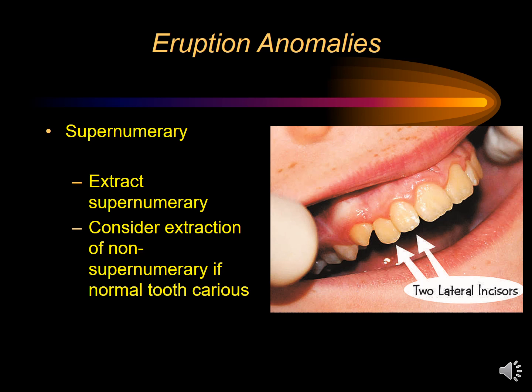Okay, now what do you do when you see a supernumerary? The treatment of choice is to extract the supernumerary, but you have to also consider extraction of the normal tooth if it is carious. For example, here we have a lateral incisor and a supernumerary, which both are similar. So the extraction choice should also be based on the condition of the tooth and not just which is the supernumerary and which is the lateral incisor.